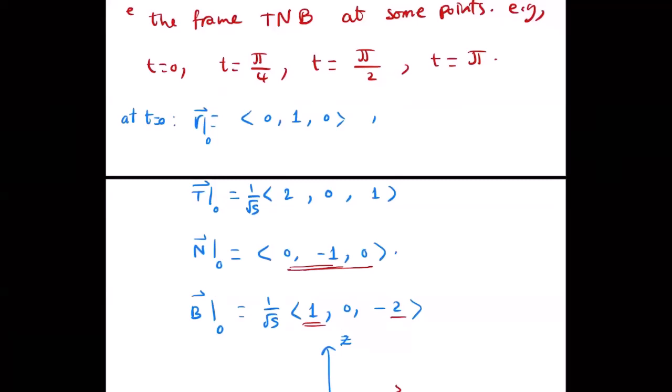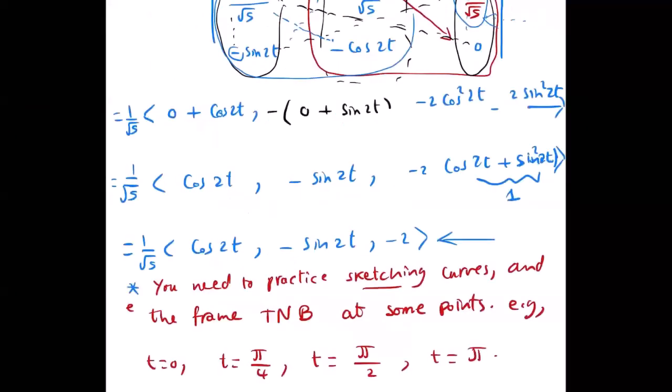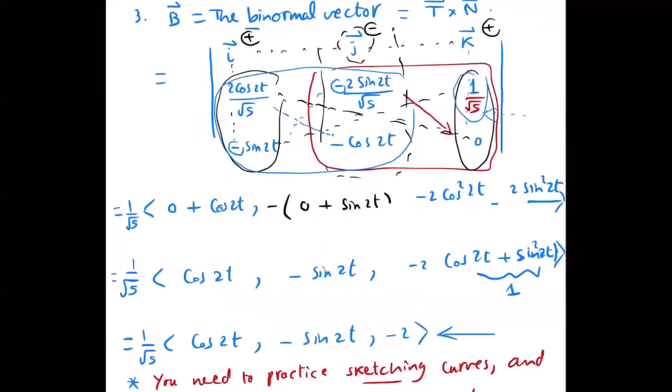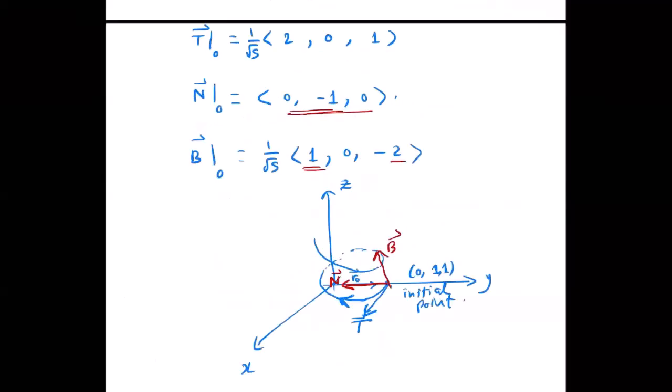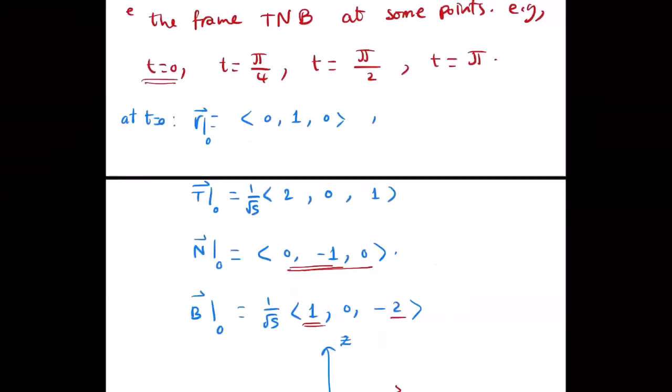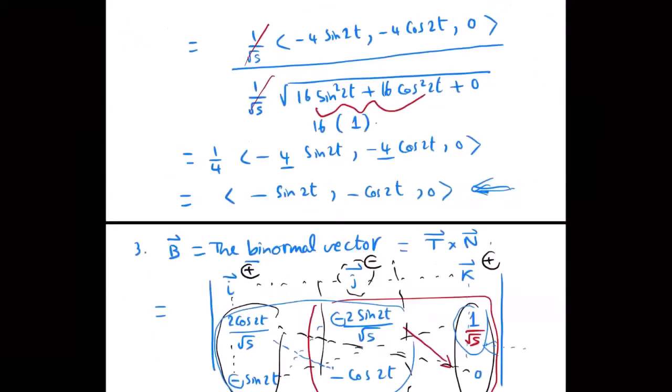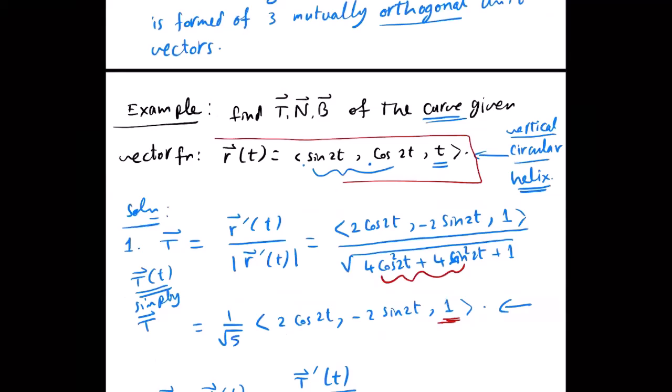Any question? Doctor, I have a question. Go ahead. How did we know that 0, 1, 0 is going to be the initial point? Okay. When t is 0, I substituted in the given vector function R. So the initial point is when t is 0. I substituted here in R to get sine 0, cosine 0, and 0. This is the initial point. Okay, thank you, Doctor. Got it?